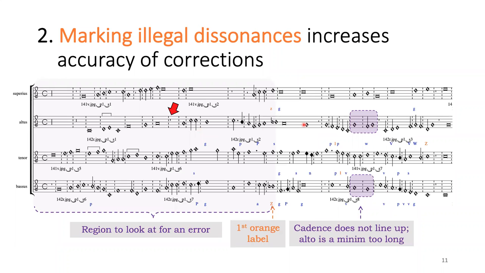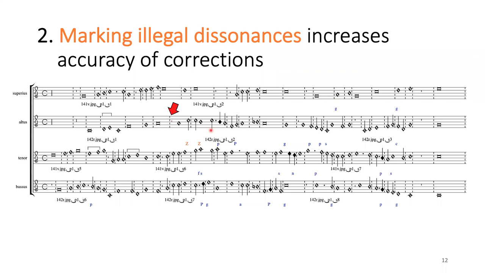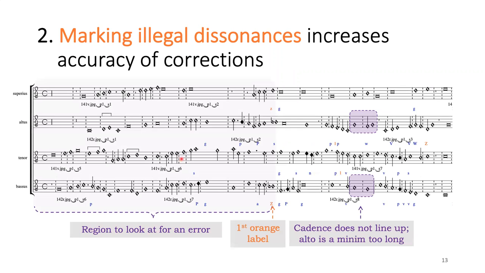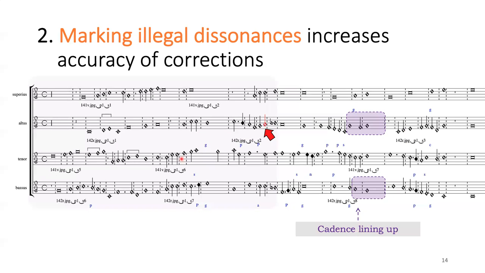I can cut this rest, for example, by a minim, and that will eliminate the following orange labels, but at the same time, it will generate a few new ones. So this is not the right solution. The right solution is to cut this semibreve by a minim. When I do that, you can see that no orange labels appear anymore and the cadence is lining up.